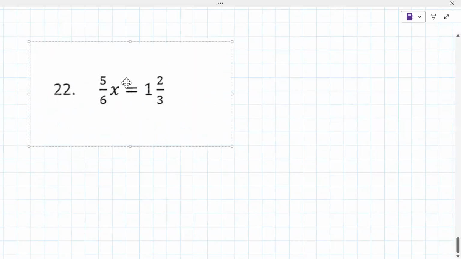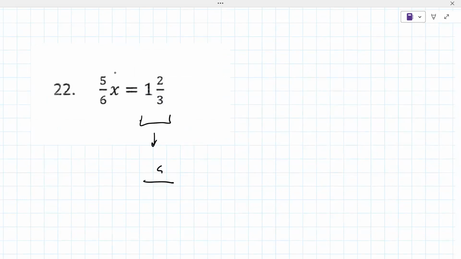This is a lot like the one we just did. I would always convert to an improper fraction first. Right. 5/3.